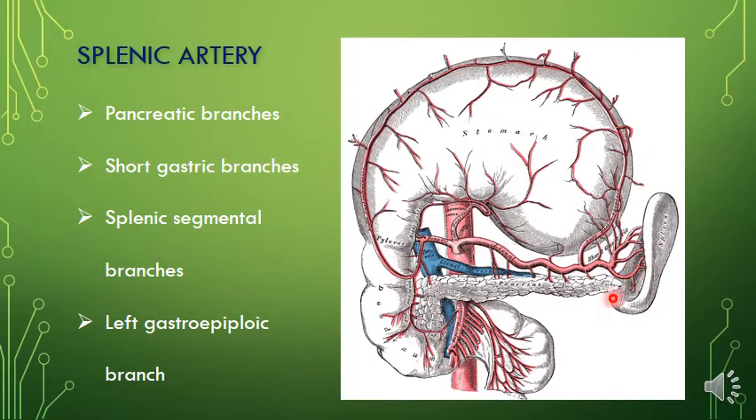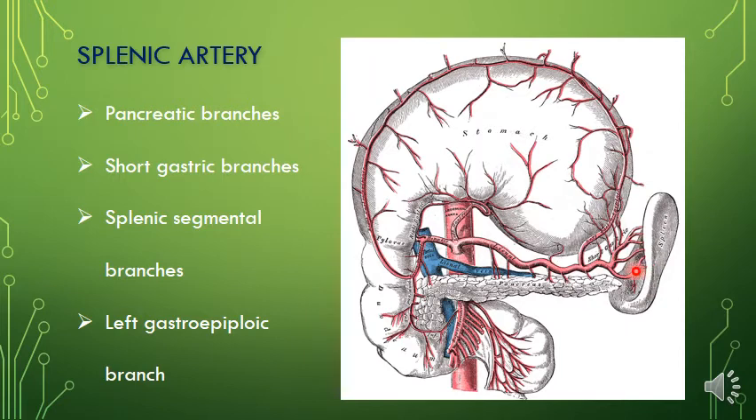So from the spleen to the kidney, extending between them, there is a fold of peritoneum called the lienorenal ligament. The splenic artery enters between the two layers of the ligament, and then reaches the hilum of the spleen, and it penetrates the hilum by dividing into these segmental branches.